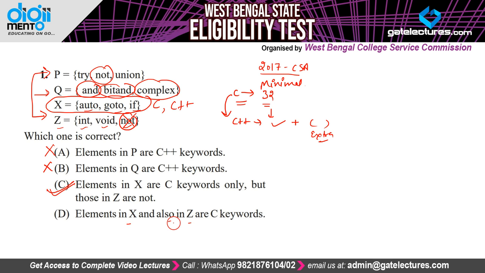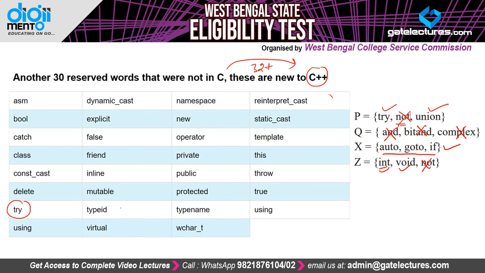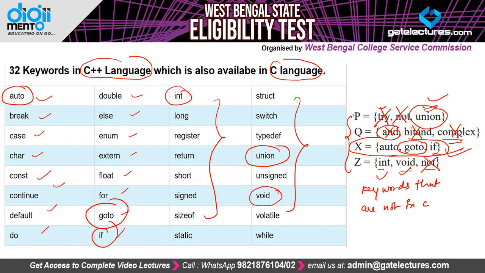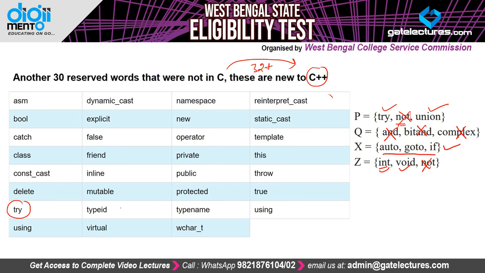Because in case of Z, this keyword is not present. And elements in X and also in Z are C keywords, this is wrong because here we have the NOT keyword which is not present in C language. So the answer to this question is option number C. I think you don't even need to remember this table, because by practice, after some time, you'll find that you can easily remember which keywords are present and which are not present.